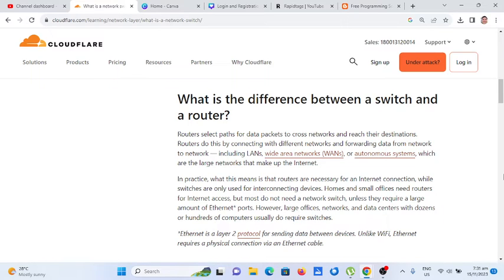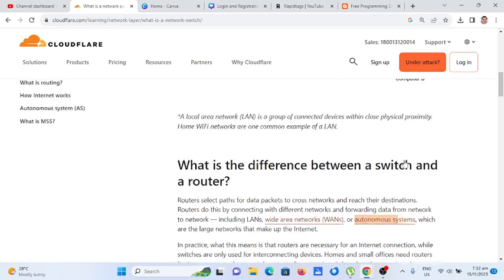Home and small offices need routers for internet access, but most do not need a network switch unless they require a large amount of Ethernet ports. However, large offices, networks, and data centers with dozens or hundreds of computers usually require switches. So Ethernet is a layer 2 protocol for sending data between devices. Unlike Wi-Fi, Ethernet requires a physical connection via an Ethernet cable.